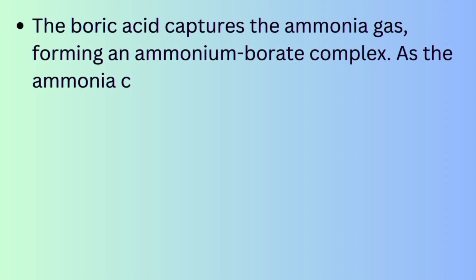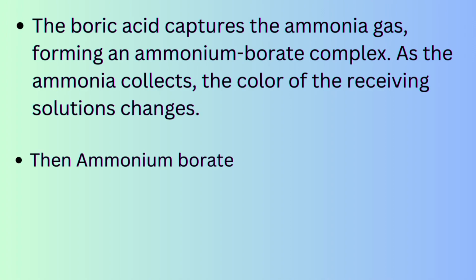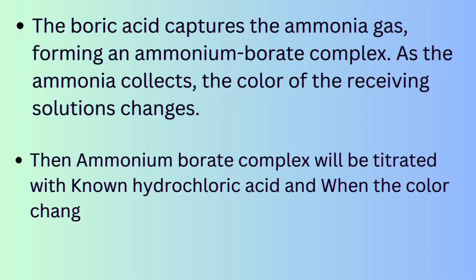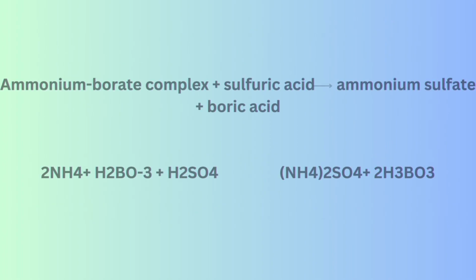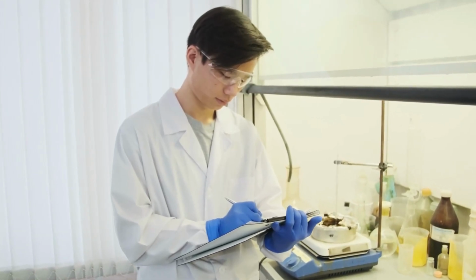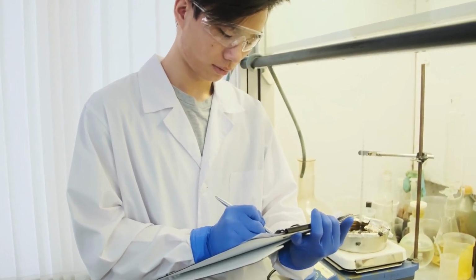Then the ammonium borate complex will be titrated with known hydrochloric acid, and when the color changes to a slight pinkish, the titration is complete. The moles of hydrochloric acid are equal to the moles of the nitrogen in the sample. And there you have it, a complete guide to Kjeldahl titration. Following this step-by-step procedure, you can accurately determine the nitrogen content in organic compounds.